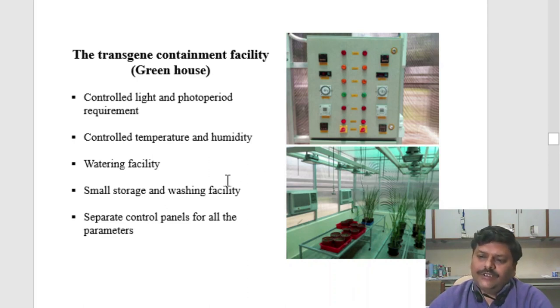Other things in a transgenic greenhouse are a watering facility, a small storage and washing facility, and maybe certain racks to keep pots as well as fertilizers or soil.